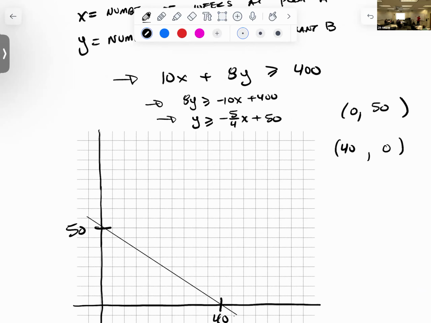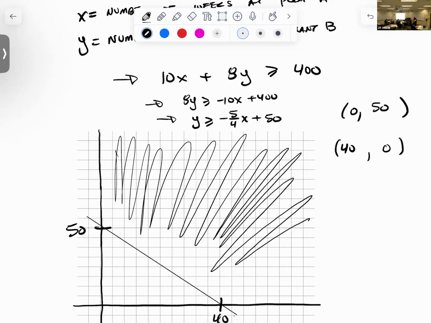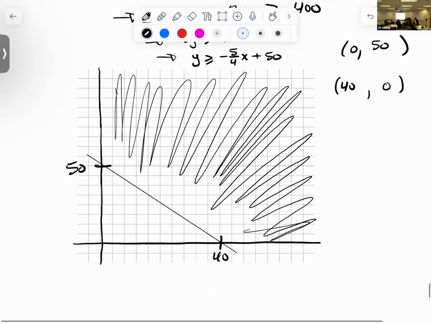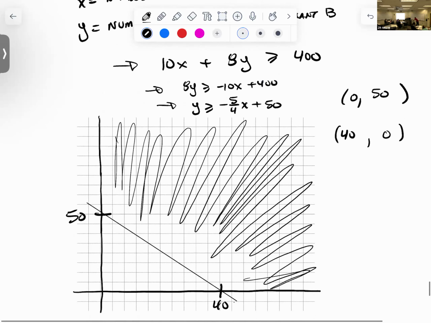So do we shade? Now I have this y equals mx plus b. Do I shade above or below this line? Shade above the line. Which means you're shading a lot of this. And yes, this is another one. So what are my corner points?